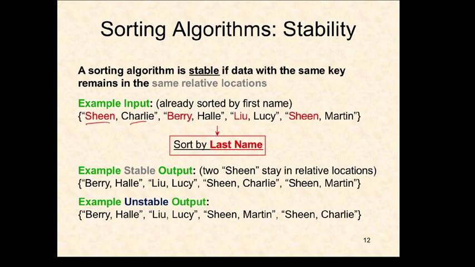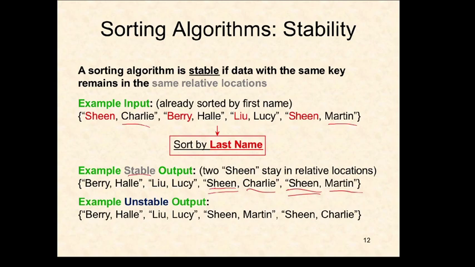So I've taken this data and I've already sorted them by first name, and then I give them to a sort with a different functor and I sort them by last name. Because they were already sorted by first name, Charlie comes before Martin. With a stable sort, it is guaranteed that Charlie will still come before Martin when we sort on a key that has duplicates. So when I sort on a last name key and the last name key has duplicate values, Sheen, when I do a stable sort, Charlie is guaranteed to stay before Martin.